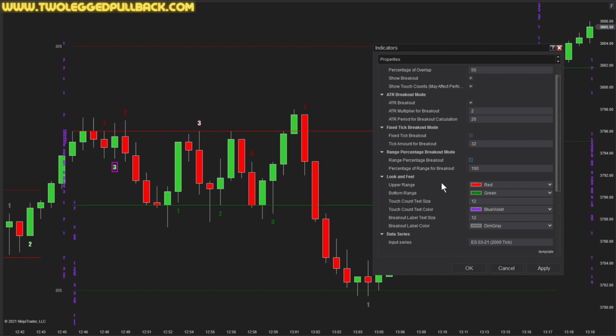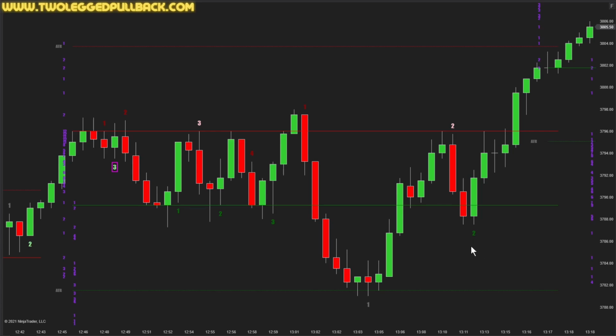In the next section, the Look and Feel settings configure the colors and the font sizes of the trading range indicator. That's it for all the settings for the trading range indicator. We hope that this has been helpful for you to understand how to use the trading range indicator for your benefit.